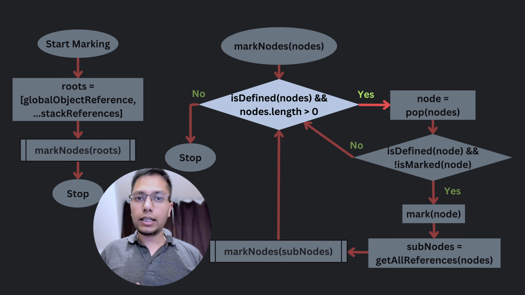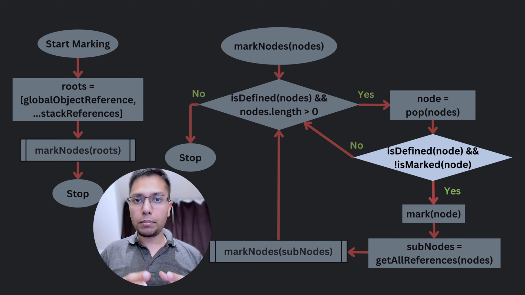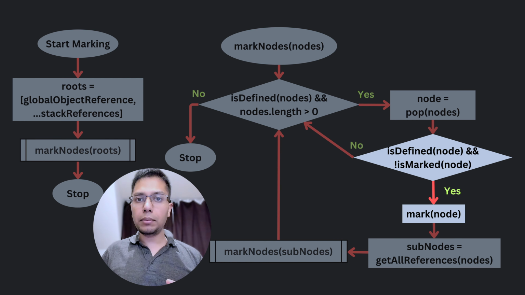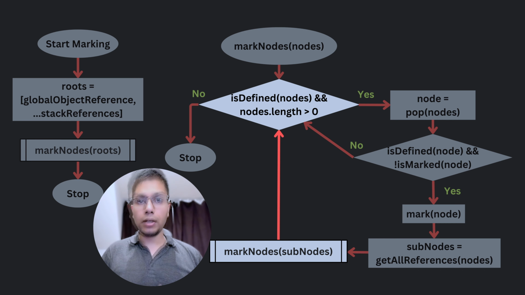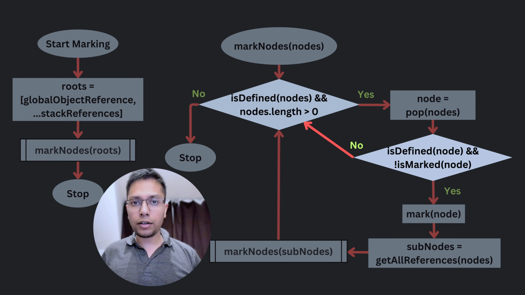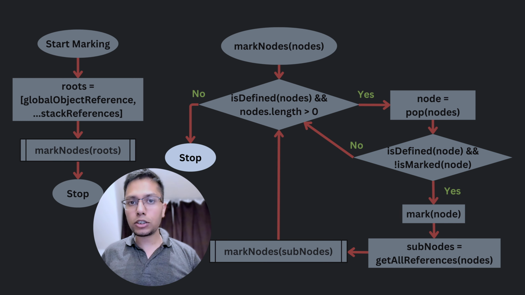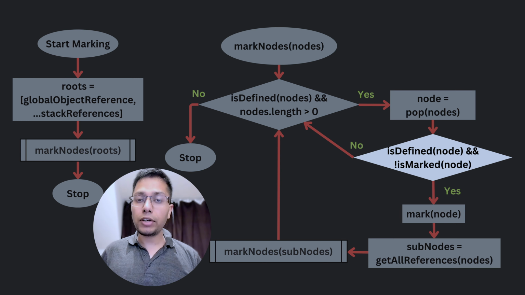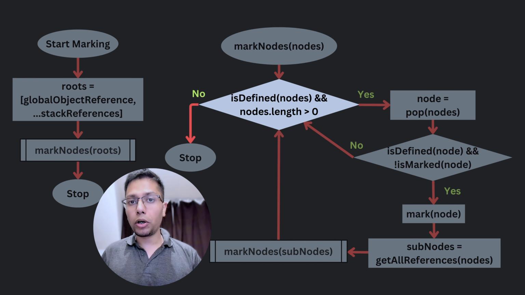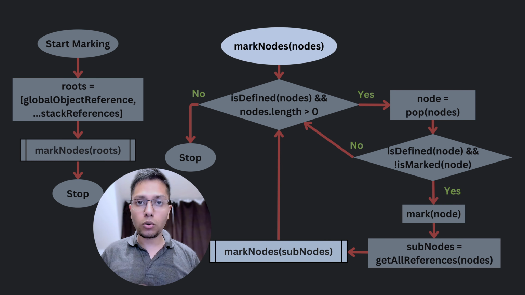If you visualize that each of these references are branches, then it will traverse through each one of these branches and mark all the nodes that are reachable. And if a node is already marked, then it won't enter into the if condition and it will move on to the next node in the list. This scenario, by the way, can happen in cases of circular references, meaning that node A is pointing to node B and node B is pointing to node A.